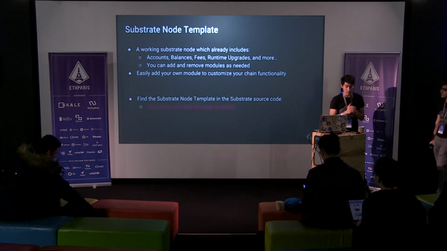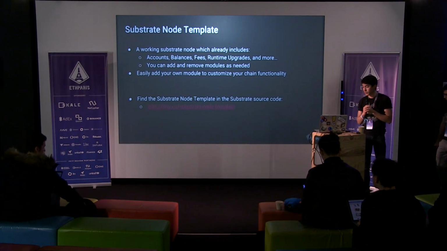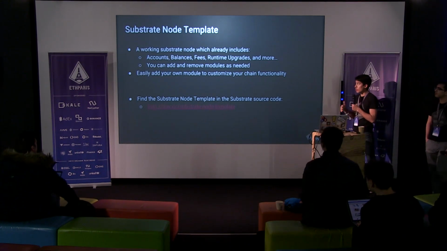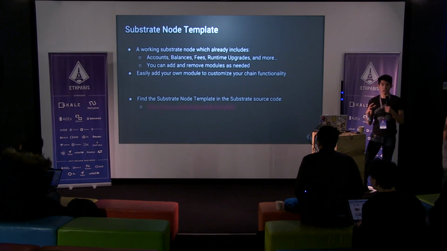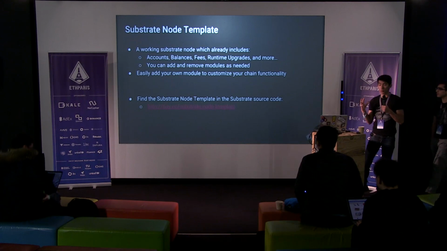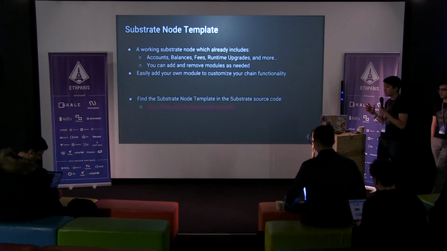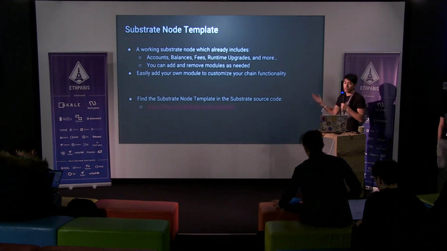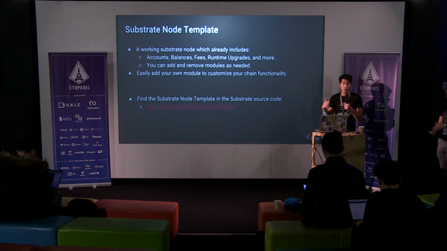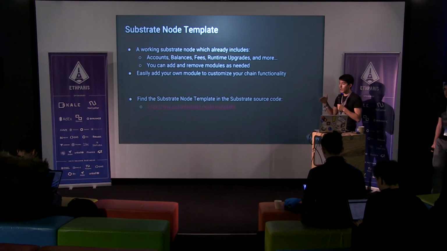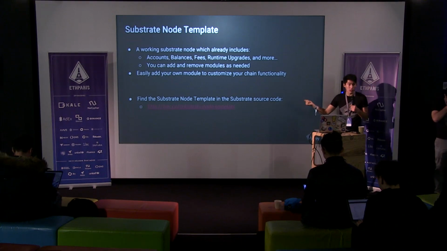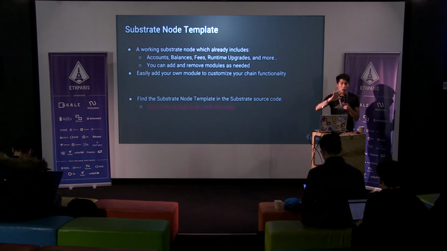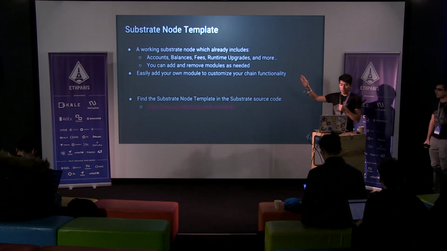So what is a Substrate node template? It is a working Substrate node, which already includes all of the core components to get a working node running. So things like accounts, balances, fees, runtime upgrades, and more. They basically packaged a bunch of SRML elements in a way that it works. The node works as is. And what is really nice about the Substrate node template is that you can just really quickly add and remove modules as needed and create your own module to customize your chain functionality. So if you're thinking about hacking a new functionality on a blockchain using Substrate, starting with this node template and then just plugging in your own logic is really fast, really easy, and will work. And you can find the node template at this link. Again, all of these links are found on this slide, which we had at the beginning.